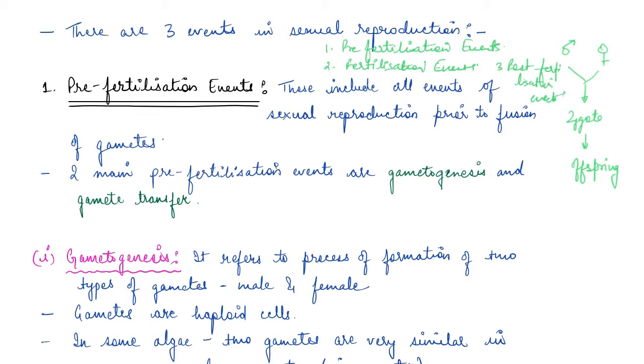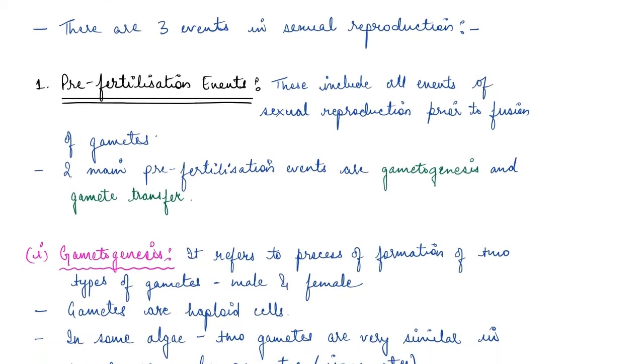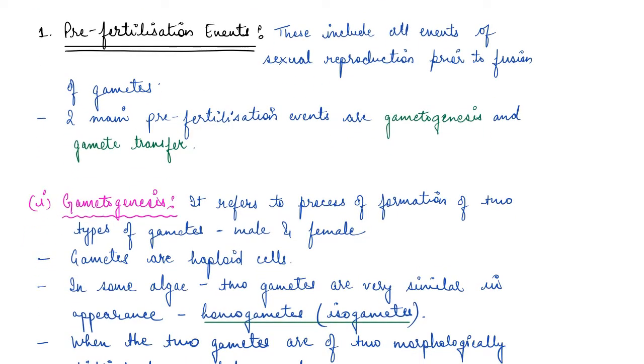So basically, once you attain that growth and maturity to reproduce, we are going to study these events. Now the first one is pre-fertilization events. This includes all the events of sexual reproduction prior to the fusion of gametes. Okay, so there are two main pre-fertilization events. One is gametogenesis and the other one is gamete transfer.